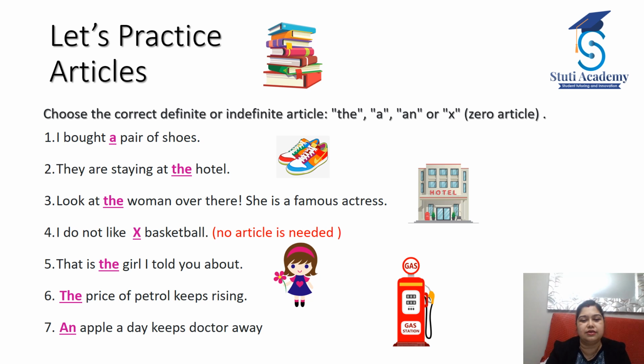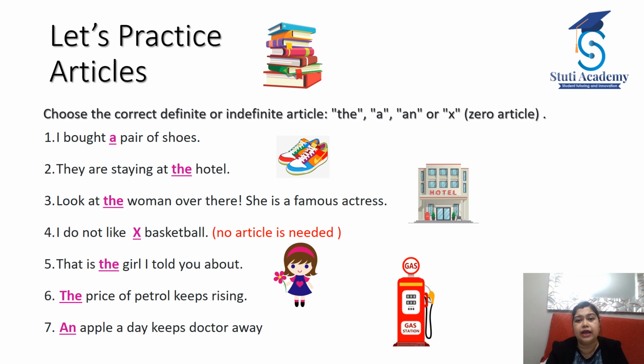Now here are your answers. I bought a pair of shoes. A, because this is an indefinite article. Some pair. I'm not talking about any specific pair. So a pair of shoes. They are staying at the hotel. When you're talking about the definite article the, it means you're talking about something specific. So they're staying at the hotel. Look at the woman over there. She's a famous actress. So I'm pointing out that particular woman, specifically the woman.